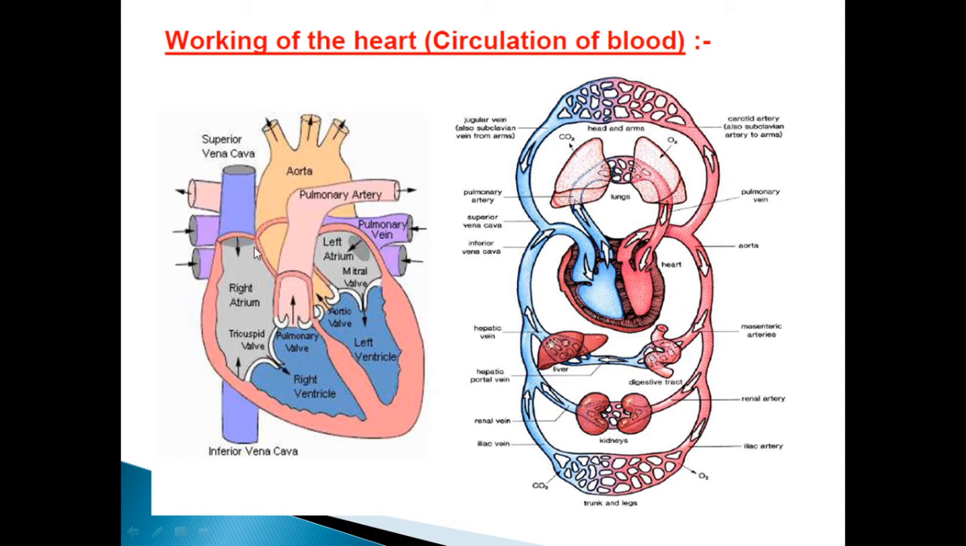So these two auricles receive blood. The right auricle or right atrium receives blood from body parts, that is deoxygenated, whereas the left atrium receives blood from lungs, that is oxygenated. And right atrium to right ventricle, from right ventricle to lungs. Whereas left atrium to left ventricle, from left ventricle to body parts, right? This is how circulation of blood takes place.